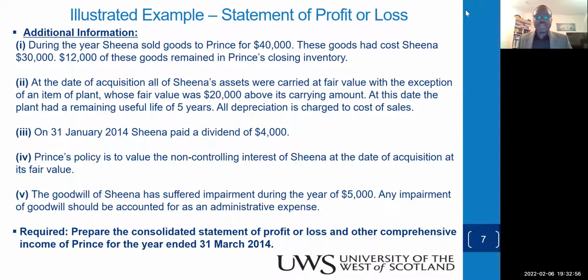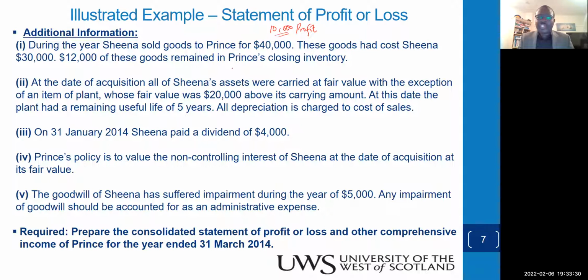All right. So we are told that during the year, Sheena, the subsidiary, sold goods to Prince for 40,000. These goods had cost the subsidiary 30,000. So in effect, it has recognized how much? 10,000 profit, right? Here we're not giving you markup or margin. They've told you that it cost the subsidiary 30, it sold it for 40. It's recognized some profit of 10,000.